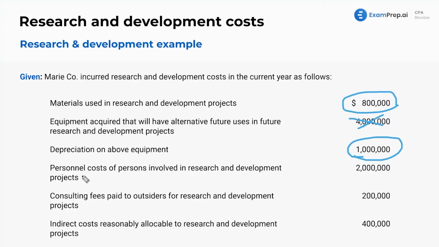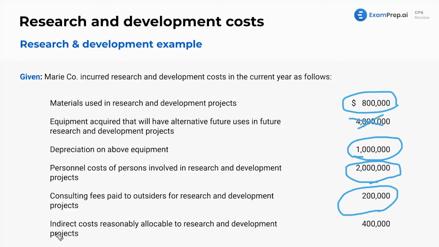All right. What about personnel costs of persons involved in R&D projects? Do we capitalize or expense? I am going to say we will expense these. These are salaries and wages expense. That's the account there. What about consulting fees paid to outsiders for research and development projects? Again, we're going to have another expense. These are going to be consulting expenses, consulting fee expense.